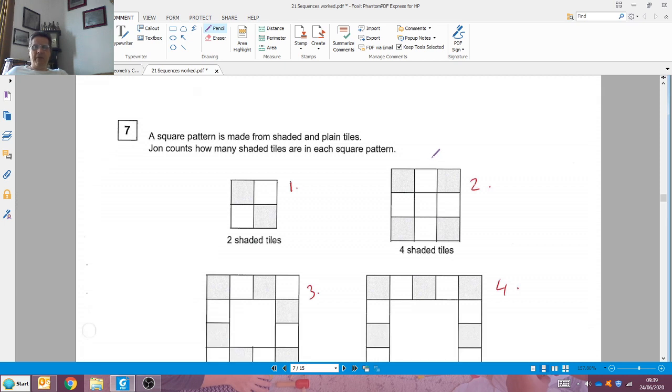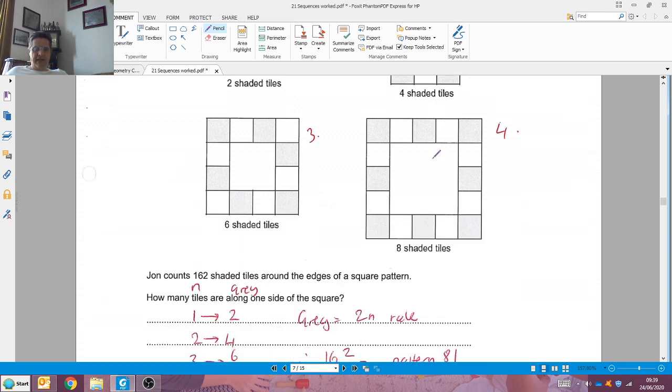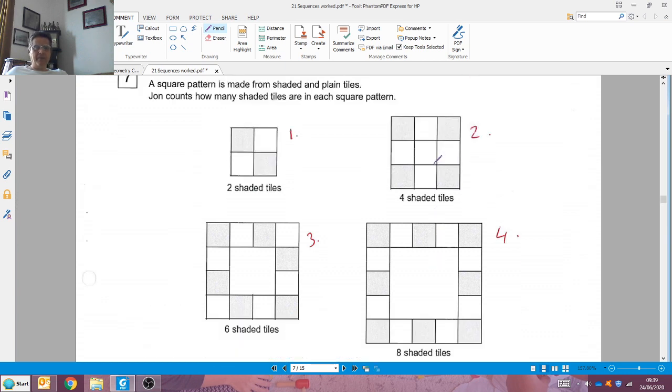Oh, this gave amazing discussion. If you were listening to this one, I even sang a little song just to try and get somebody to hear it and see it. All right, so what's Jonathan doing? Counting shaded areas. Okay, so first pattern has got 4 squares, 2 grey shades. The second pattern has got 9 little squares, 4 of which are shaded, etc.